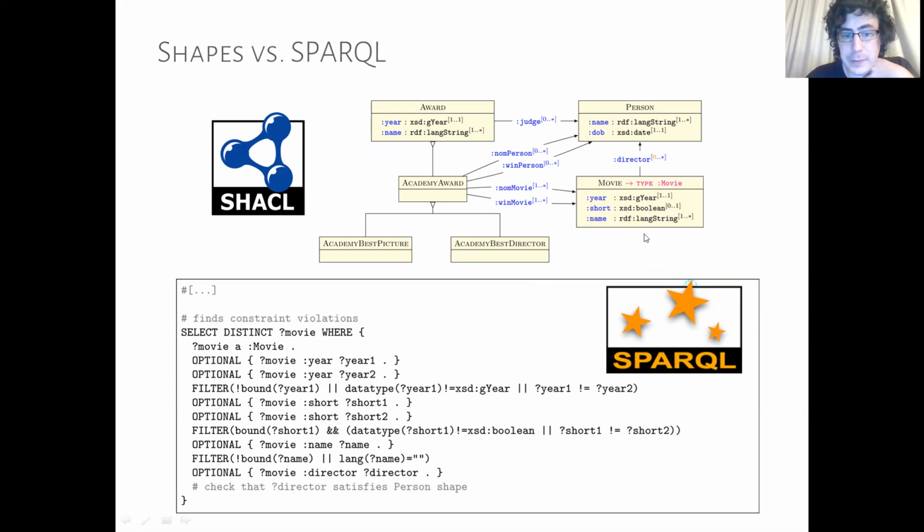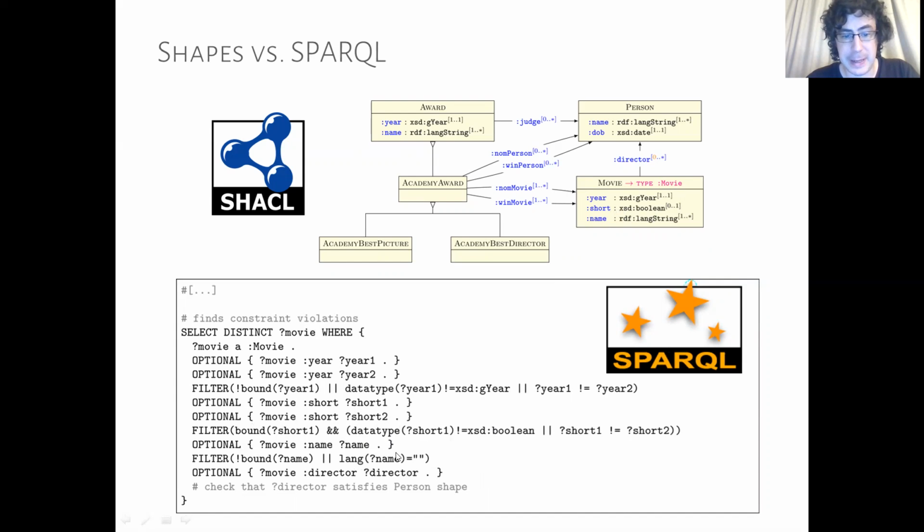Then for short, we have 0 to 1. So we can have at most 1 again. So we get optional short 1, optional short 2. So first we have to make sure it's bound because it's 0. Okay, so if it's not bound, then we're not going to return that, right? So we make sure it's bound, and then we have to check to see. We're again looking for violations, so we're going to check to see if it has a data type that's not Boolean, or it has 2 different values for short, and so on.